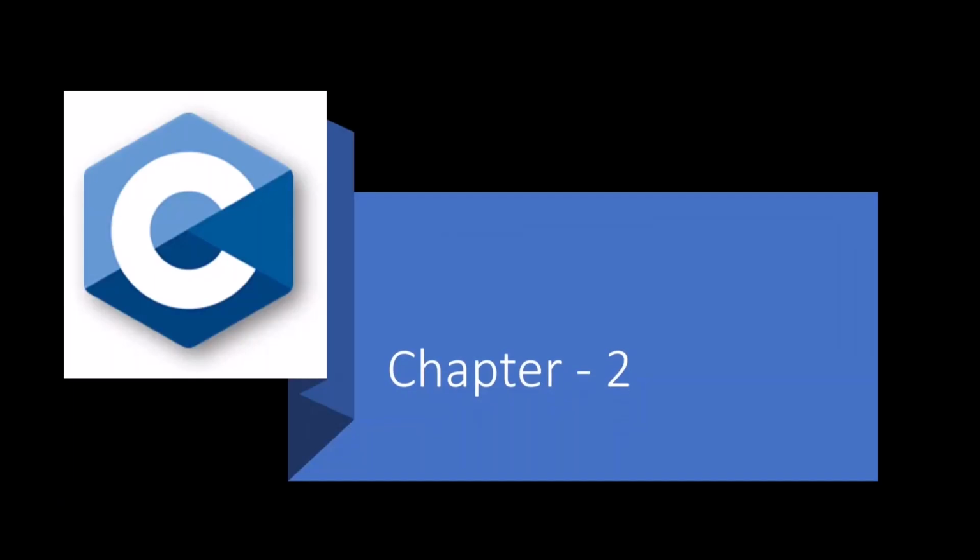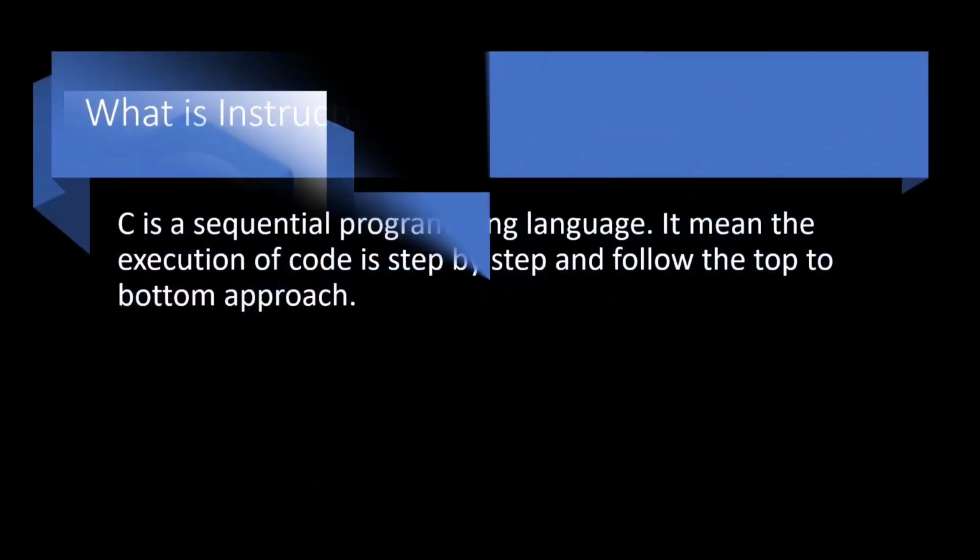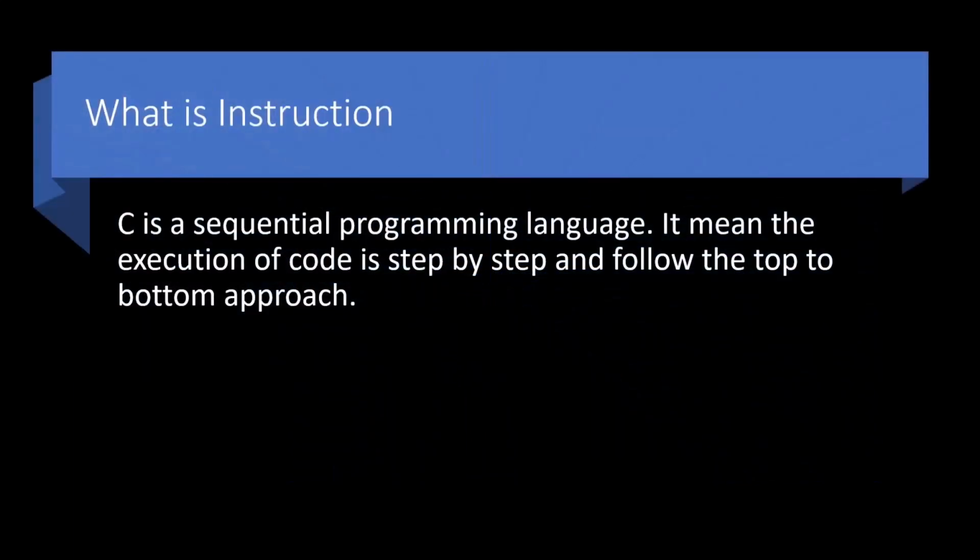Now we are going to start our second chapter. First of all, what is instruction? C is a sequential programming language. What does it mean? It means the execution of code is step by step and follows the top to bottom approach.